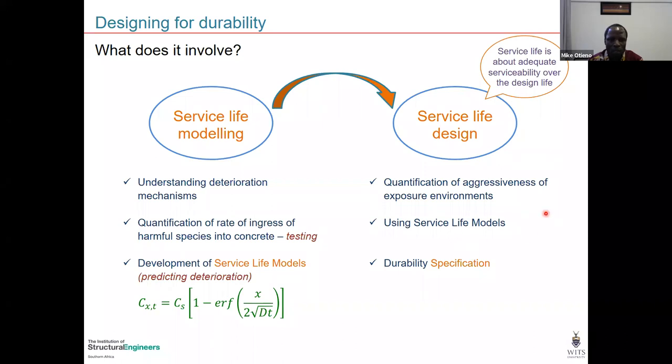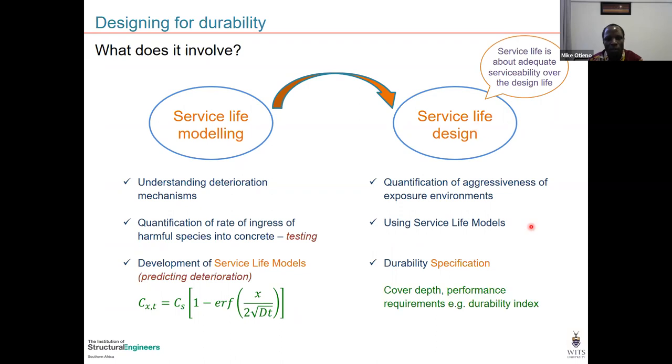So for us to carry out service life design for durability, we use the service life models that are developed at the service life modeling stage. That's why this service life modeling is quite important. And ultimately, we want to be able to specify for durability. And this is what service life design ends up in. So we want to specify things like the depth of cover to the steel reinforcement and the performance requirements, for example, durability index that we will talk about later on.